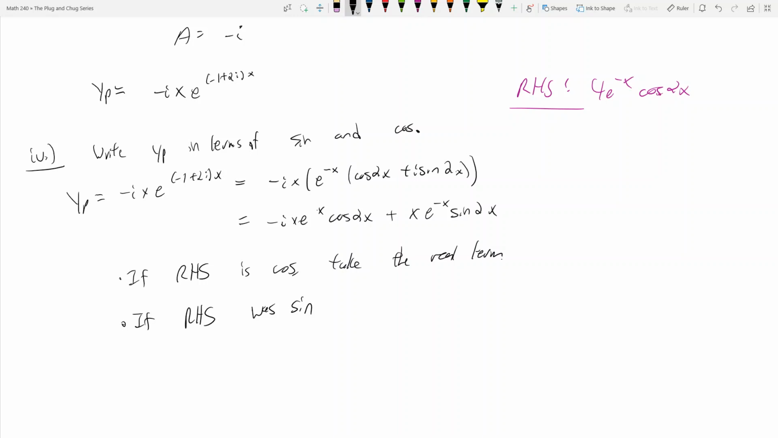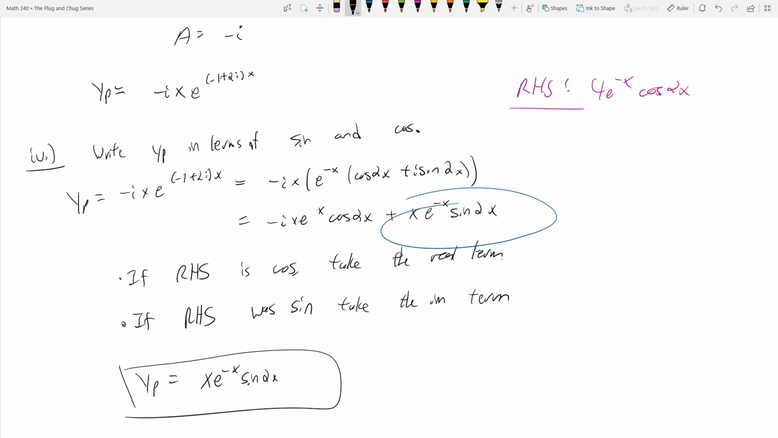If the right-hand side was sine, then we take the imaginary term. So in our case, we take the real term, which is the term that doesn't have an i in front of it. So we take this guy. All right. So yp is actually just simply x e to the negative x sine 2x. And this might not sit well with you that we simply ignore half of our answer. It's because we can create a linear combination to get this answer. That's essentially what it boils down to. And so yp is x e to the negative x sine 2x.